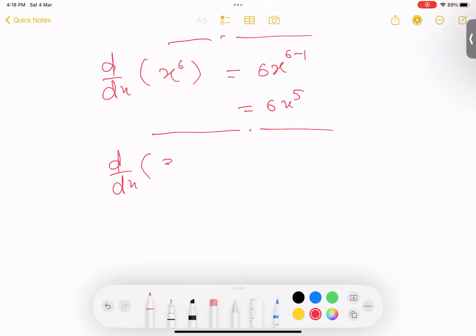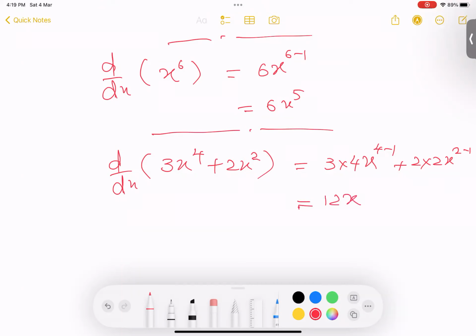For example, 3x to power 4 plus 2x to power 2. How do we apply this differentiation operator? This 4 will come here and multiply with that. So 3 is already present, 1 more 4 comes, and the power becomes 1 less. And this 2 will come down, and 2 is already present, so no problem, and the power becomes 1 less. So the rule is what? 3 fours are 12, and the power becomes 1 less, so it becomes 3, and 4 and x to power 1.